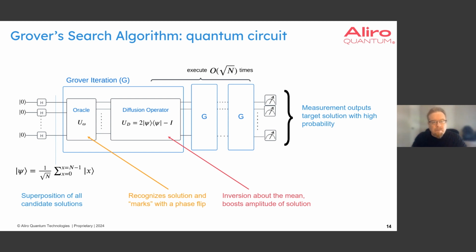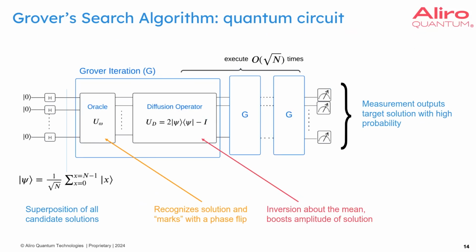So a high-level block diagram looks like this. We start on the left-hand side in the zero state. Our Hadamards project us onto a superposition of all possible states, which are our candidate solutions. And we want to evaluate our candidate solutions through this Grover search. So in our first Grover iteration, which is this blue box here, our oracle will be some quantum operator that's defined by the nature of the problem we're trying to solve.